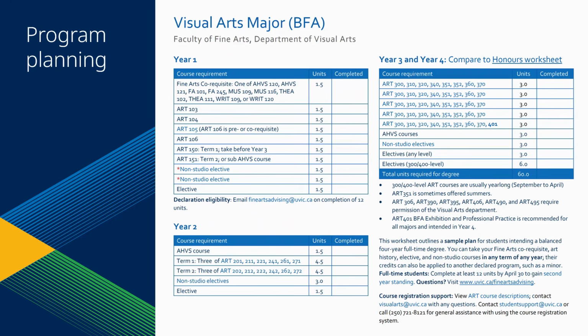Another example of a program planning worksheet for the visual arts major. This one kind of falls in between, where it has some required courses, some elective courses, and then quite a level of freedom in terms of even the required courses in upper years. There are many different course options that you can choose from to satisfy the upper year requirements for this program.